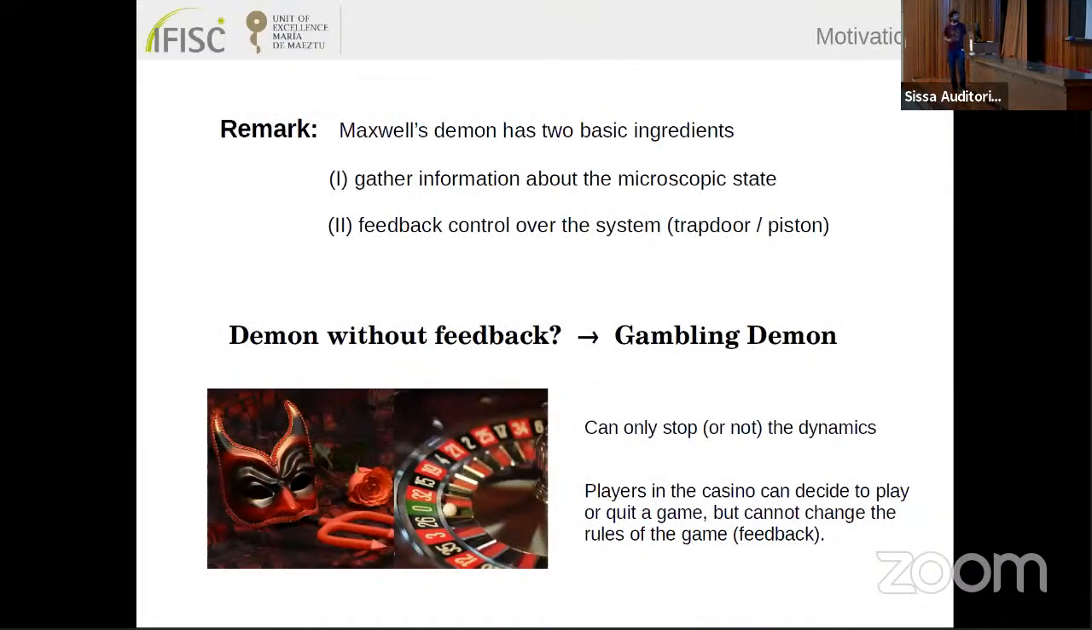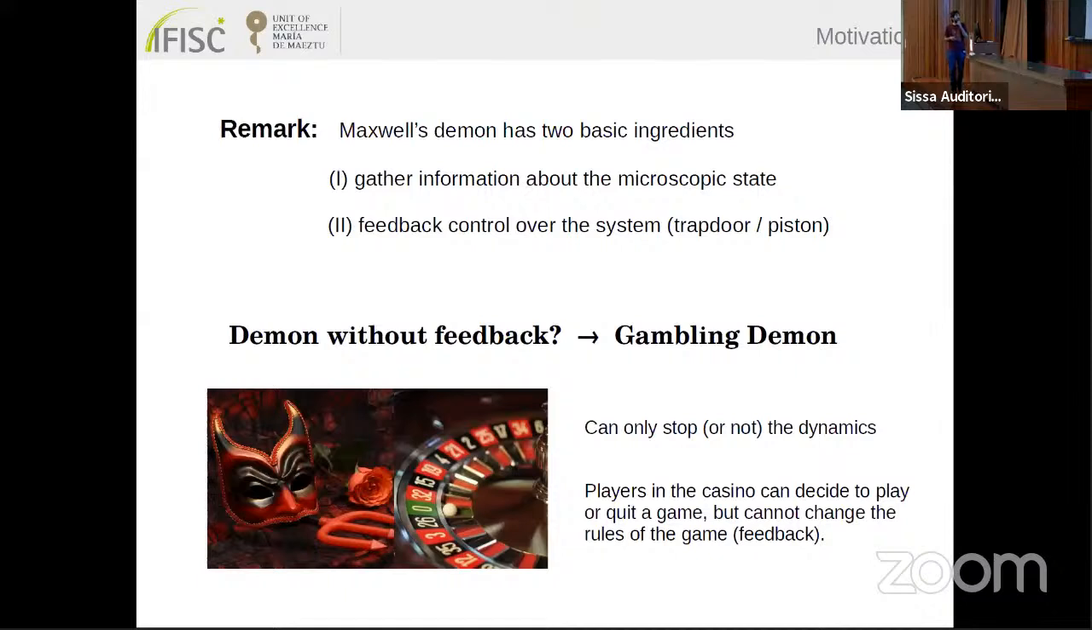Let me just make a remark that Maxwell's demon has these two basic ingredients. First, the demon gathers information about the microscopic state of the system. And then the demon uses this information in order to apply some feedback control over the system, which is just controlling the trapdoor or the piston in the case of Szilard.